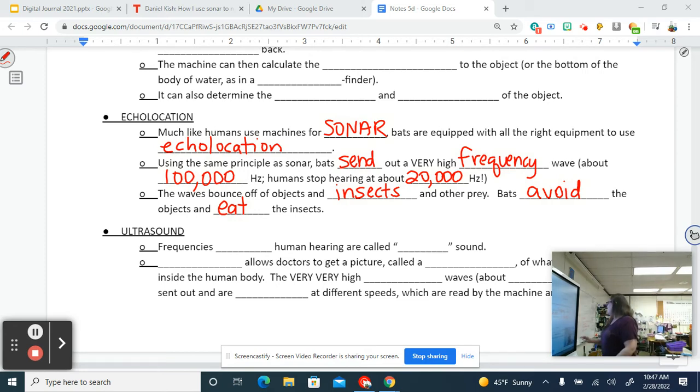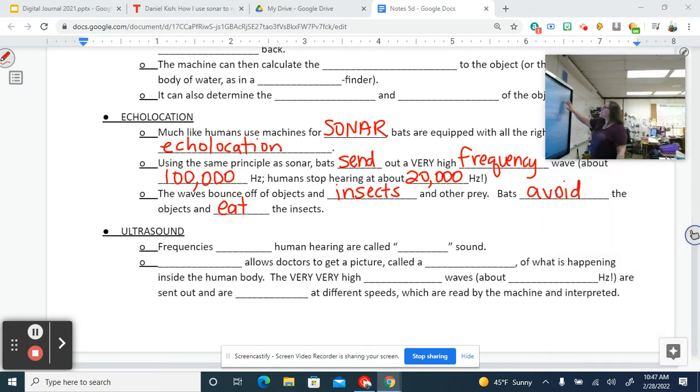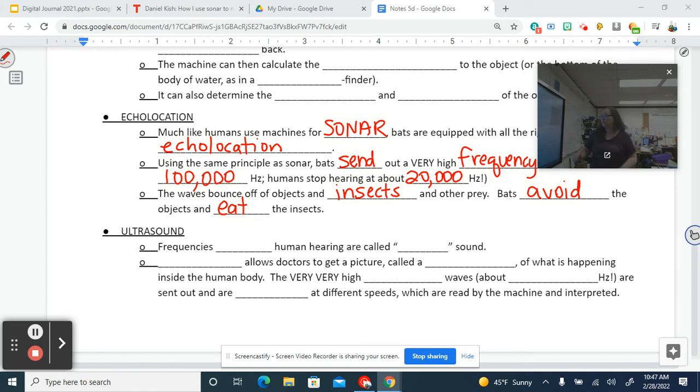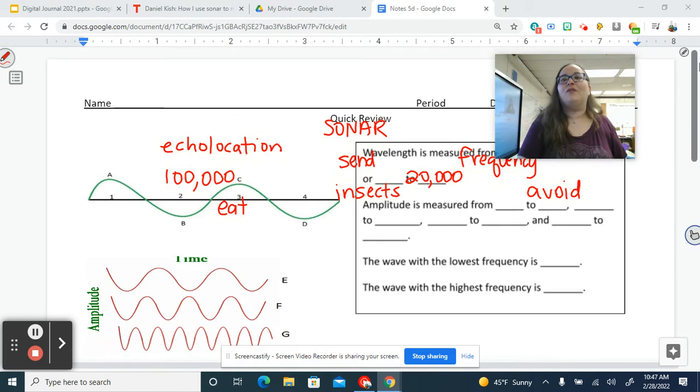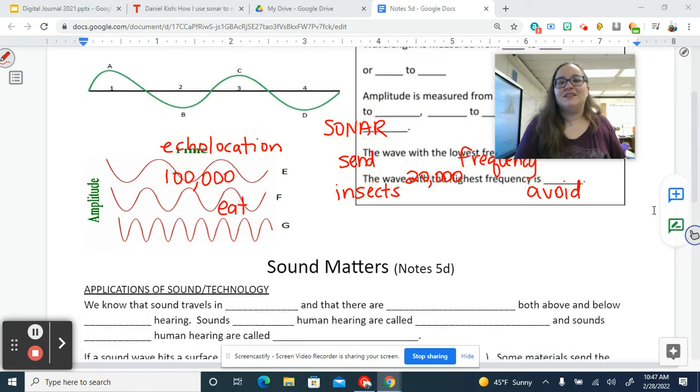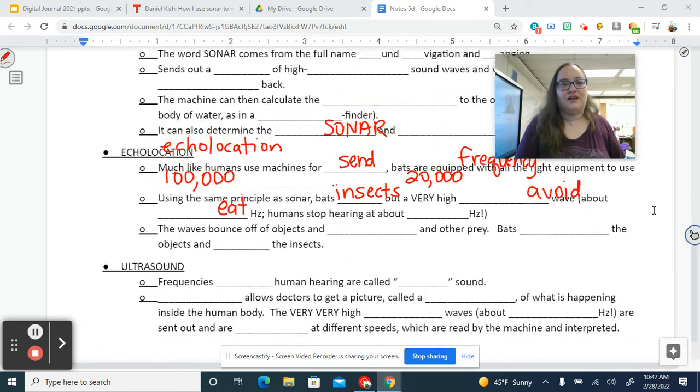Okay. All right, I got to move so that we can talk about ultrasound. Now, ultrasound just means above human hearing, but we call a machine that does that. I wonder why it's all dark. Weird. Oh, well, it'll just have to be dark. So the machine that, oh, that's why. So the machine that does that is called ultrasound.